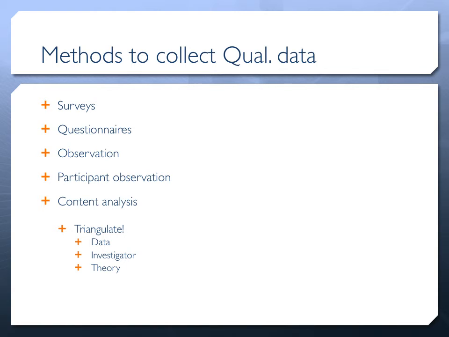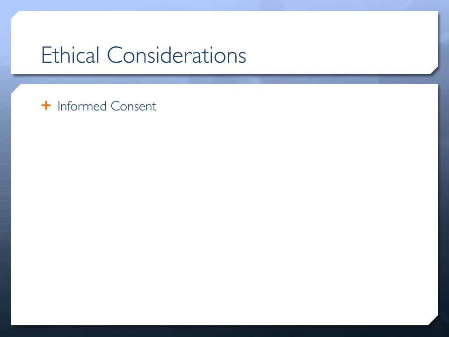So triangulation is from the point of data, from the point of previous investigators, and also from the point of previous theories. And if you can do that, then you really have strong confirmation that the qualitative data you're collecting is correct and accurate. Okay, we're going to finish up with ethical considerations.